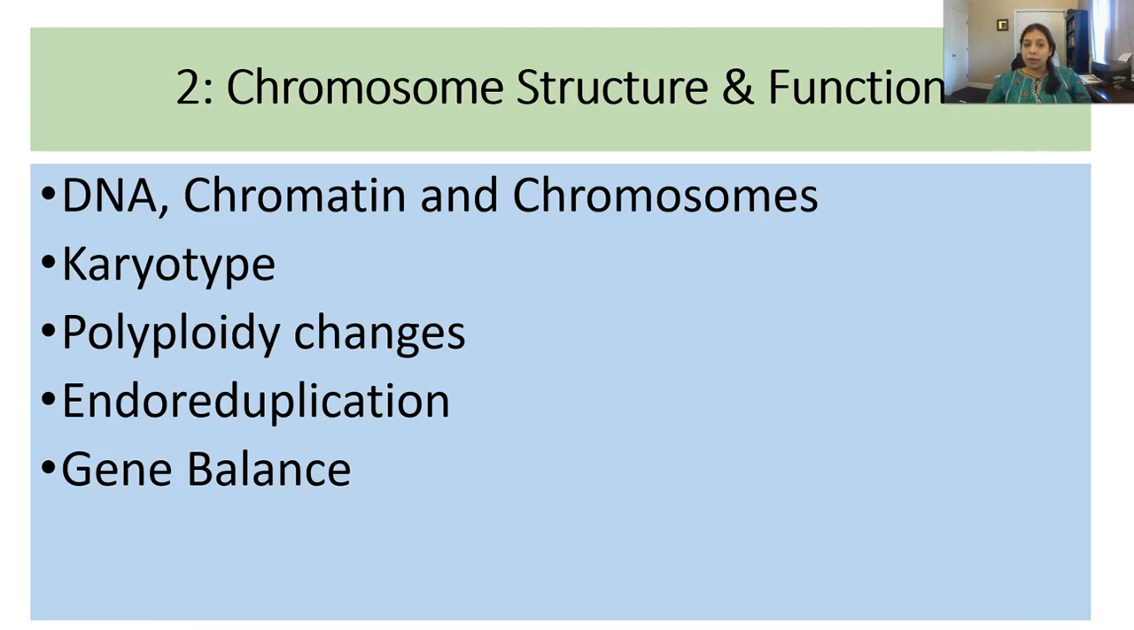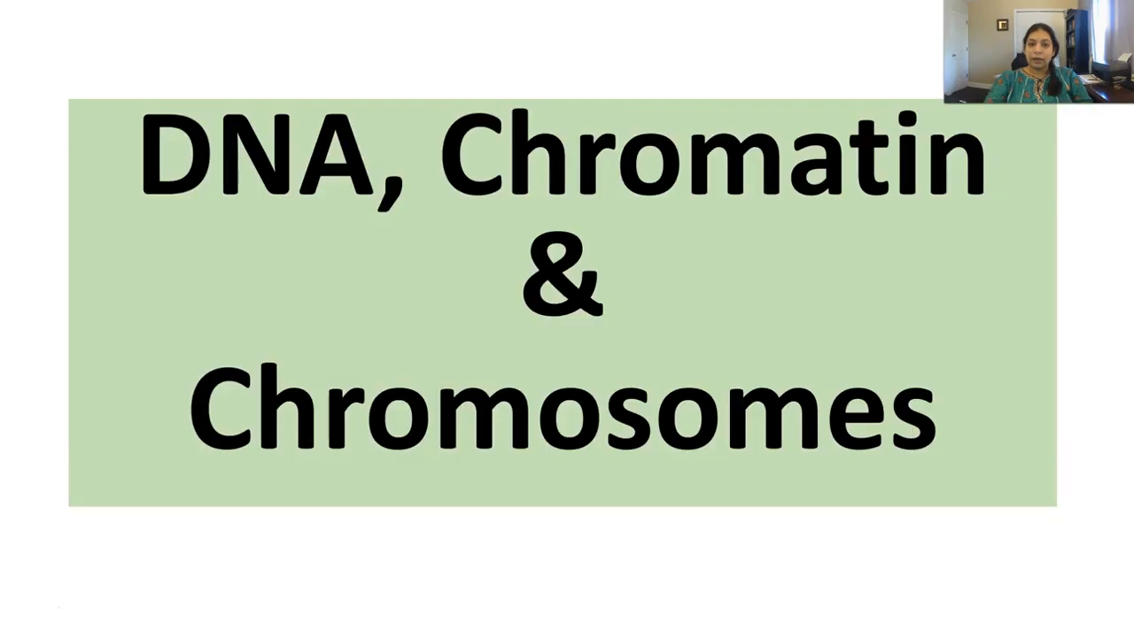So, overview of what we're going to be talking about today. We're going to go back and kind of review what DNA is, what it's made of. We're going to talk about how DNA is packaged inside the nucleus in the form of chromatin and chromosomes. We're going to talk about what karyotypes are, and then we're going to be looking at some polyploidy changes that happen when cells divide in a different way or when mutations happen. And then we are going to be finishing up with endoreduplication and gene balance at the end of this lecture. So to start off, we're going to be looking at DNA, chromatin, and chromosomes.